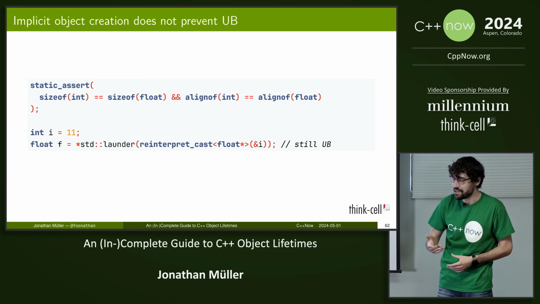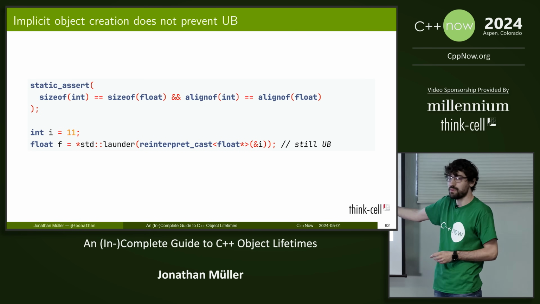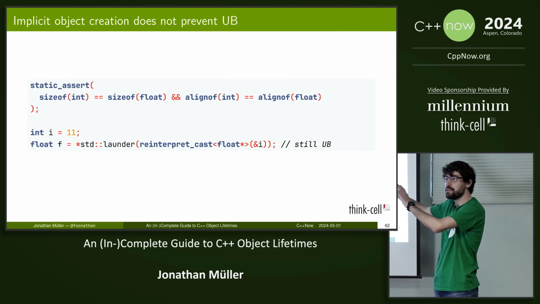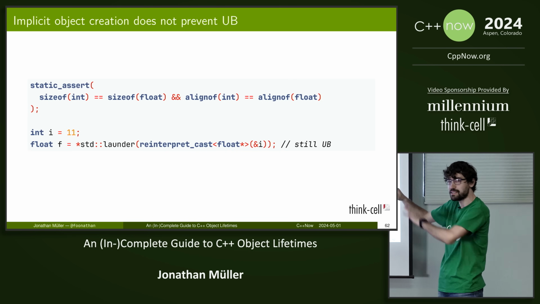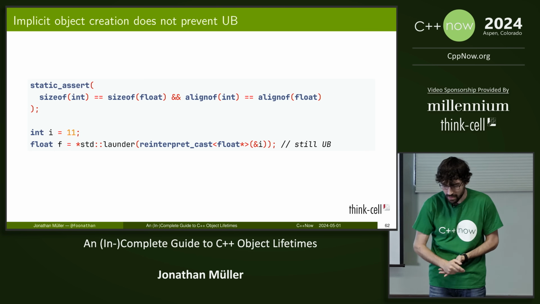And just like std::launder, it does not prevent UB. We've got the int, we reinterpret_cast to a float, and we use it as a float. This is still undefined behavior. We don't have a float. We don't implicitly create a float to make it well-formed, right? This is not a magic fix against all UB, only a very specific set of UB.